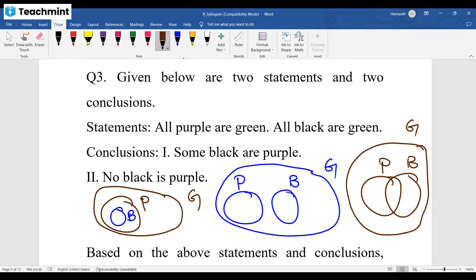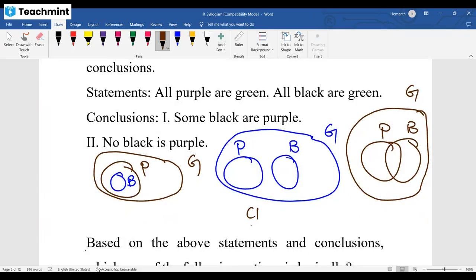Some black are purple. In this middle diagram, is it correct or false? The middle diagram, first one: wrong, black and purple are not connected. The other diagram is correct. What is this diagram meaning? All black are purple, and they gave "some black are purple." Is it correct or false? Whenever "all" comes, "some" is correct. I said every question will be like that. You got all black are purple; they gave some black are purple, correct only. You should consider that. Now, what about the second conclusion?